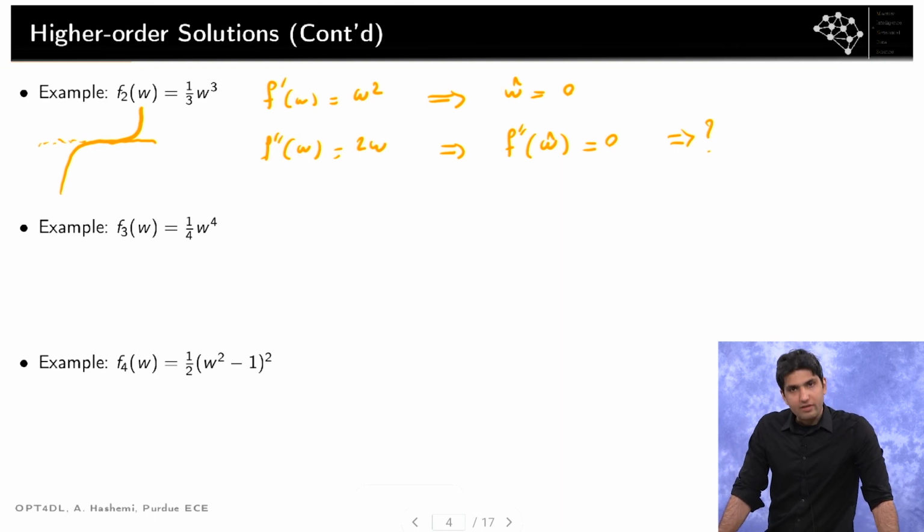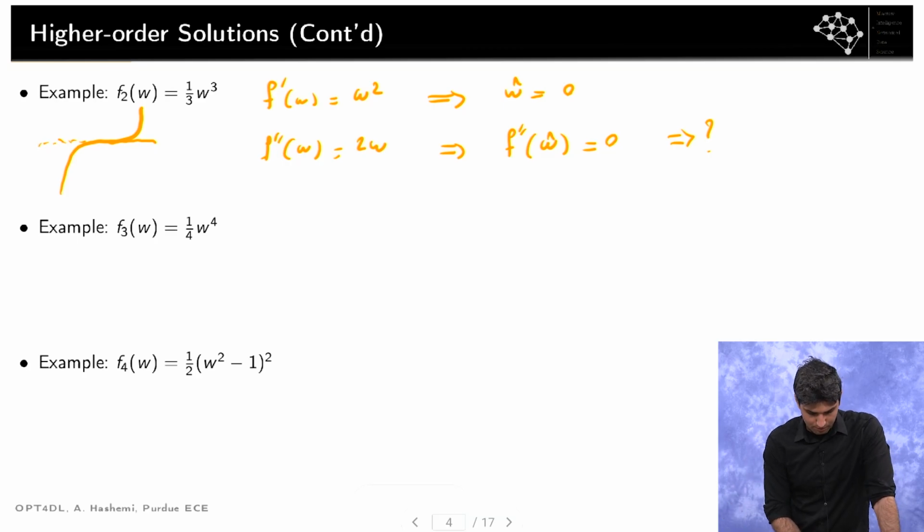All right, so this is another example where we have a first order stationary point, but that's neither a local minimum nor a local maximum, as opposed to the previous example. However, it is a saddle point. Okay, so let's talk about another example. Here, if you were to plot it, it's going to look something like this. Again, the first order derivative is just w cubed. So our first order solution is again w hat equal to 0.